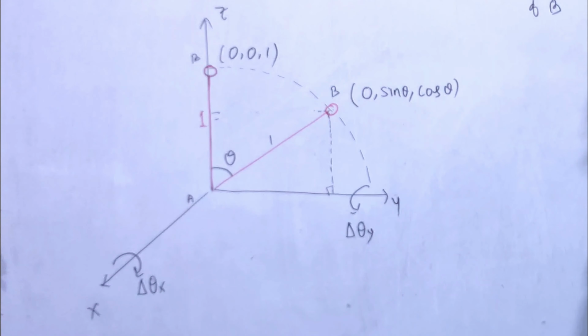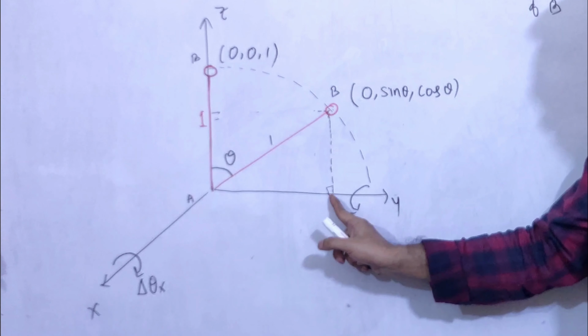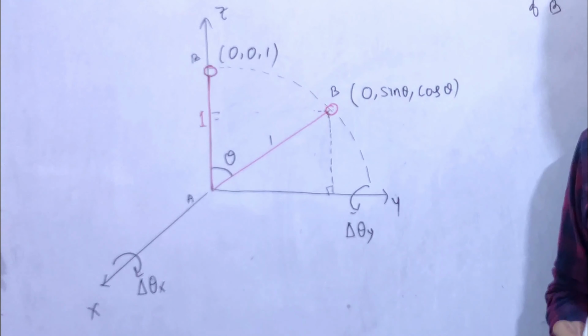And what would be the radius? The radius would be this much, and this is nothing but the z coordinate. So from this point, if you look, this point would appear to be moving in a circle whose center would be here, and the radius would be just cos theta. So now this point will be moving in this circle, in this plane.